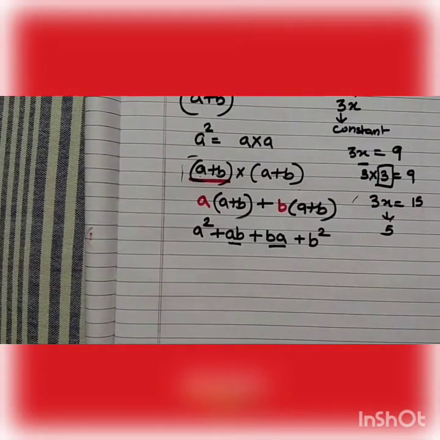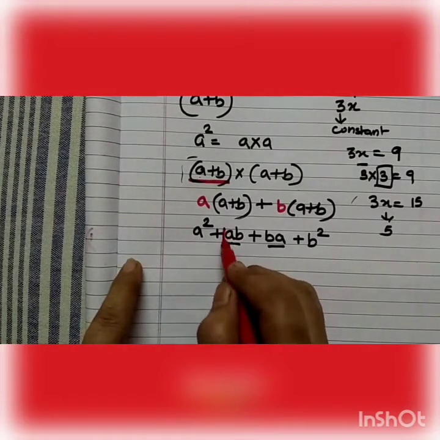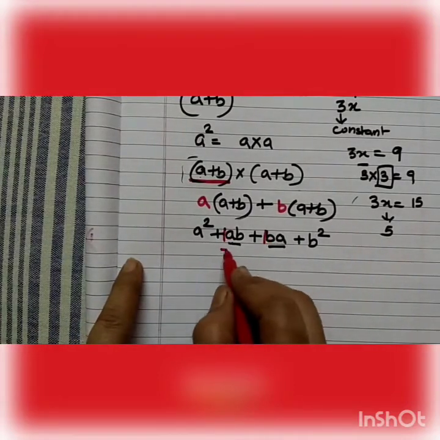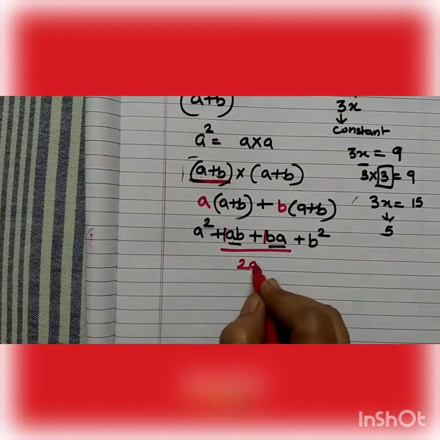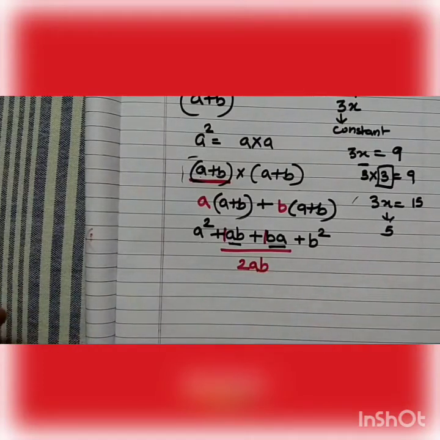So we can add them. So this is 1ab and this is 1ba. So when I add these two, it will be 2ab or 2ba. You can write it as ab or you can write it as ba. Either way it is correct.